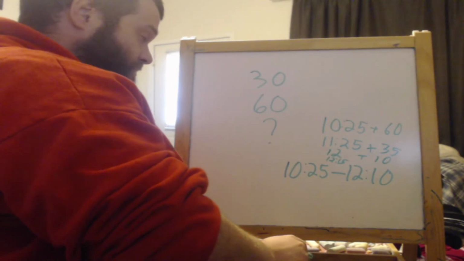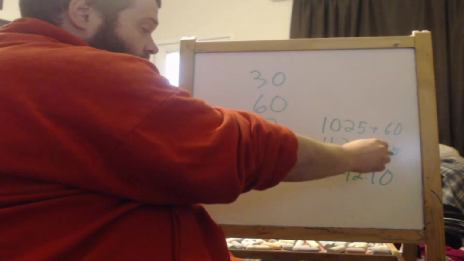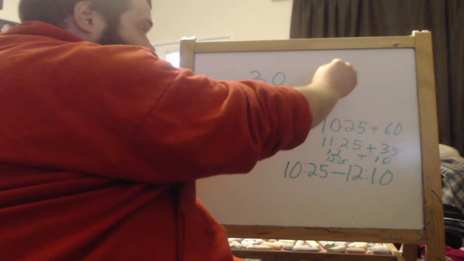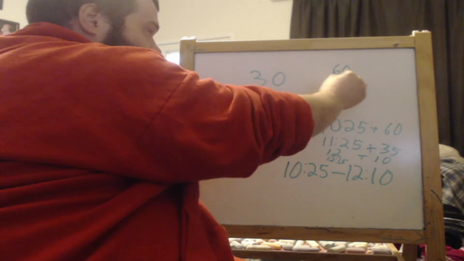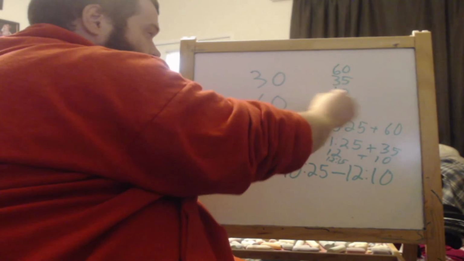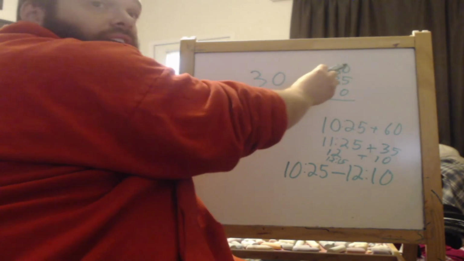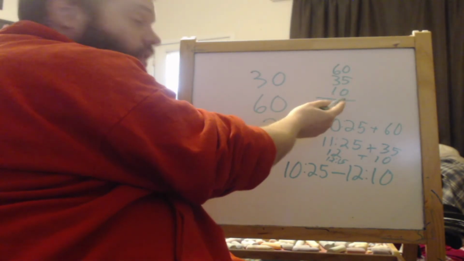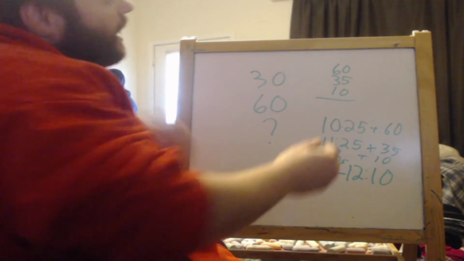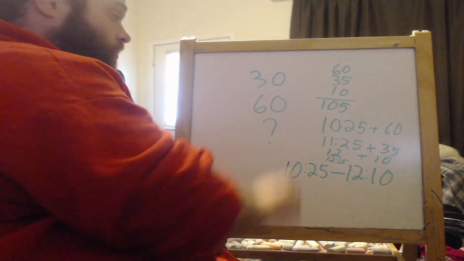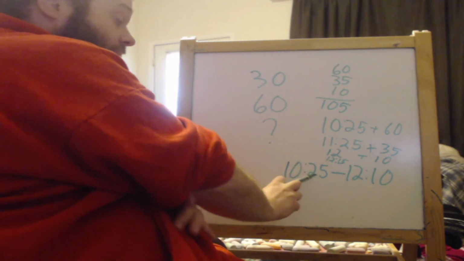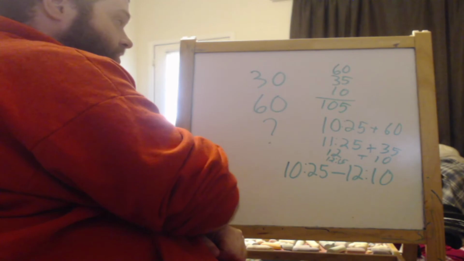So that means that 60 plus 10, we have to add all of these up because that's the time elapsed, right? So 60 plus 10 is 70. I don't have to add them up in order. And then plus 35 equals 105. So 105 minutes is the time elapsed between this and this.